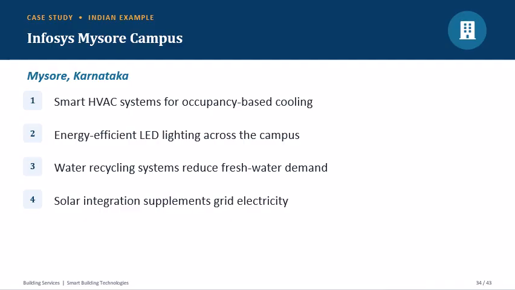It has smart HVAC systems for occupancy-based cooling and energy-efficient LED lighting across the campus, and water recycling systems reduce the fresh water demand, and solar integration supplements grid electricity. These are the smart systems that have been incorporated in the Infosys campus.